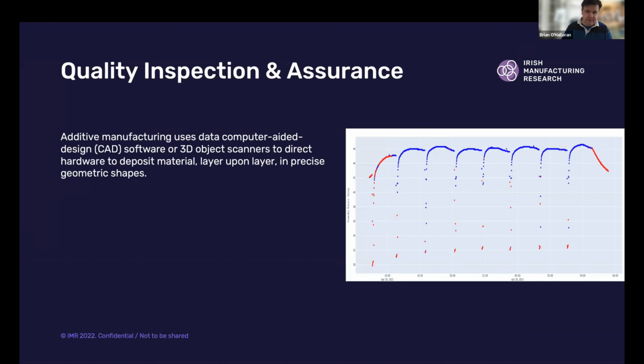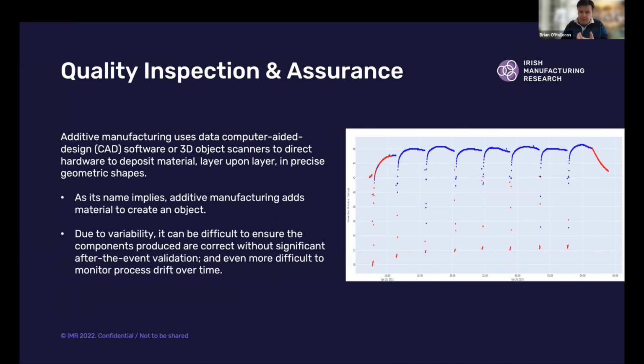Another quality inspection aspect works in things like additive manufacturing. Of course, additive manufacturing uses computer-aided design or 3D object scanners to use hardware to deposit material layer upon layer into very precise geometric shapes. And as the name implies, it adds material to create an object. But due to the variability in the process, it can be really difficult to ensure, without having to do a lot of significant after-the-event validation, that the part has been manufactured correctly. And it's even more difficult to do so when monitoring process drift over time as well.